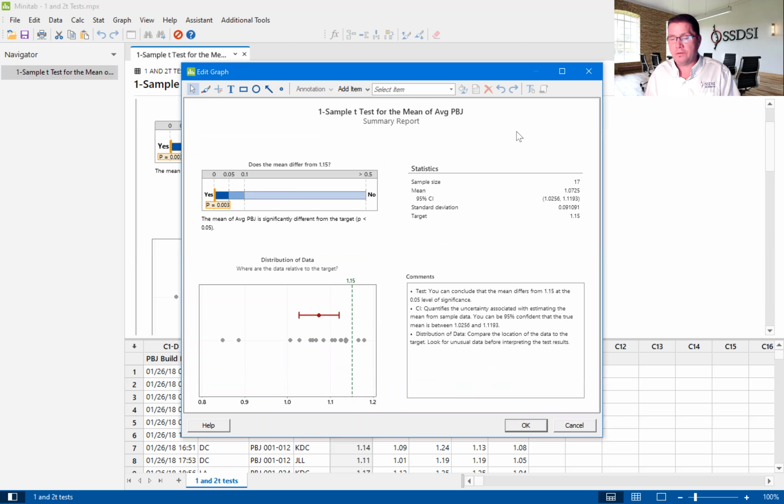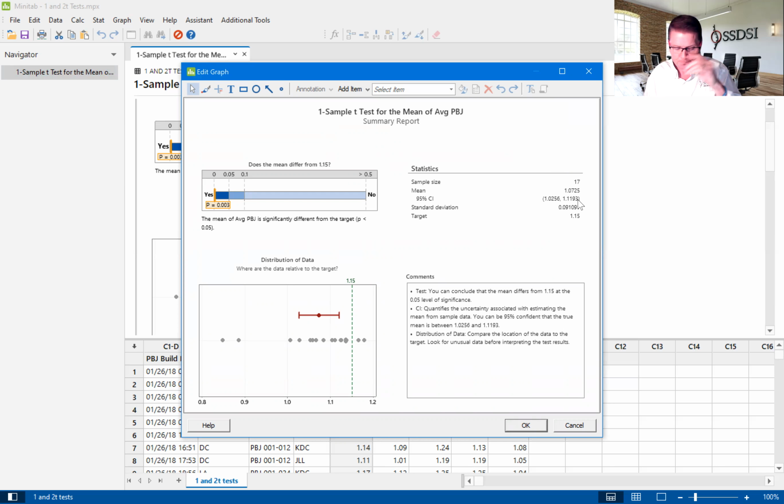Okay, the last graph is the summary report. The summary report is just that. It's a summary of all the previous graphs, and it gives you the answer in this case. Does the mean differ from 1.15? With a p-value of 0.003, using the rules of hypothesis testing and the p-value, and with the 95% confidence interval, we would say that yes, the mean differs from 1.15. We have the mean here, which is 1.0725. The mean can be anywhere between these two numbers.